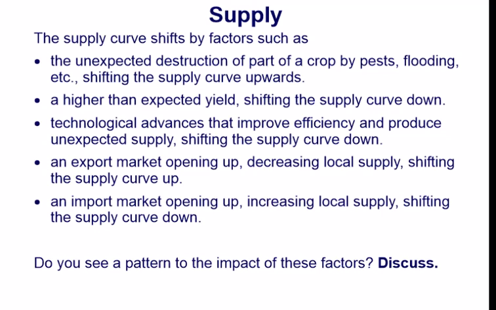Technological advances that improve efficiency and produce unexpected supply shift the supply curve down. An export market opening up, decreasing local supply, shifts the supply curve up. An import market opening up, increasing local supply, shifts the supply curve down. Do you see a pattern to the impact of these factors?